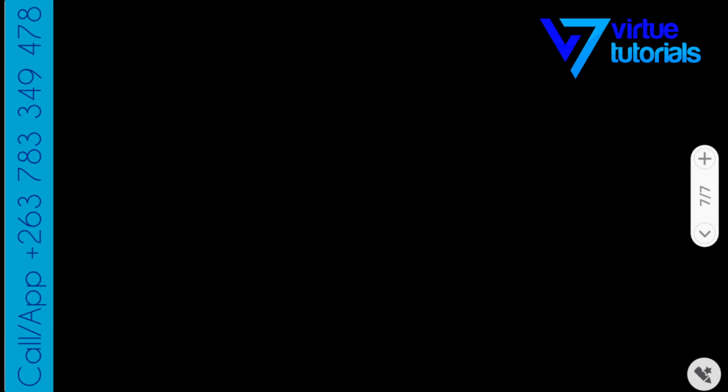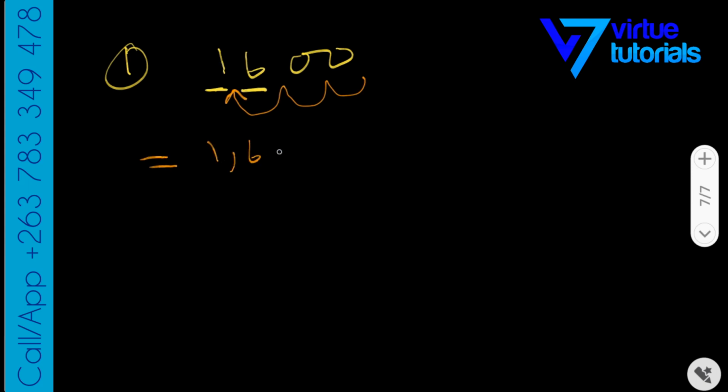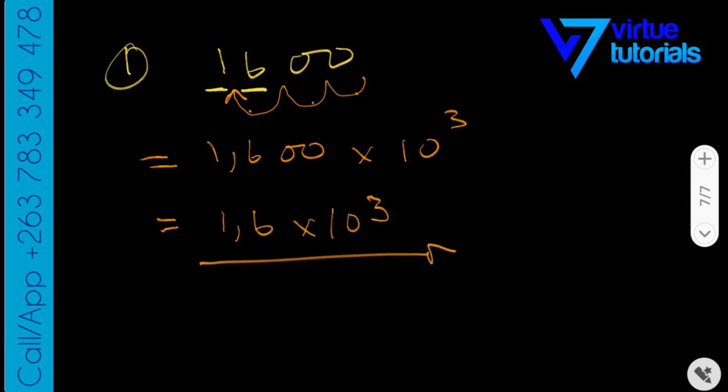So we're going to try one by one. The first one, we have 1,600. For 1,600, this is our first significant figure. That's our second significant figure. We're going to move our comma 1, 2, 3 steps to get between the first and second. So I'll get 1,6 times 10 to the power 3. These zeros don't count, so it's just 1,6 times 10 to the power 3. So that's it. That number is in standard form.